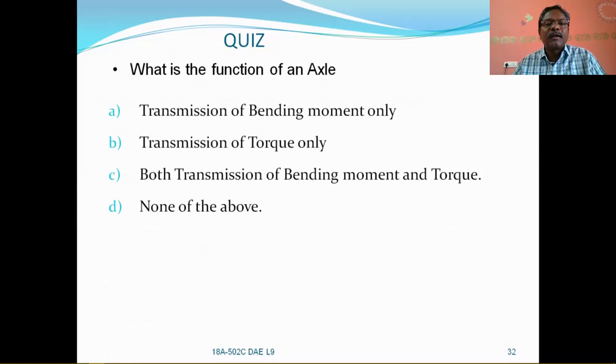Thereby, it is used to transmit only bending moments. So let us see the answer. A is the right answer. So the axle's function is to transmit only bending moment.